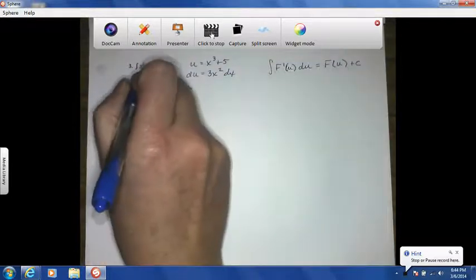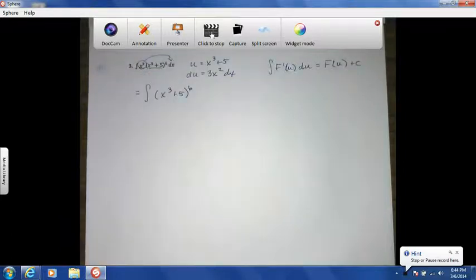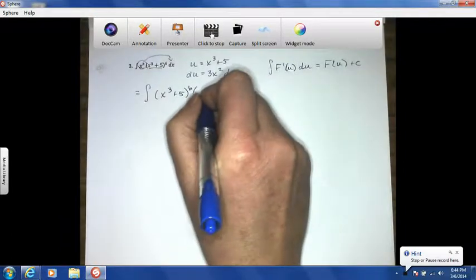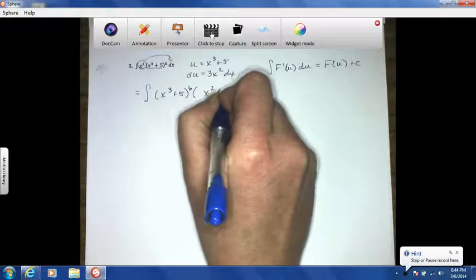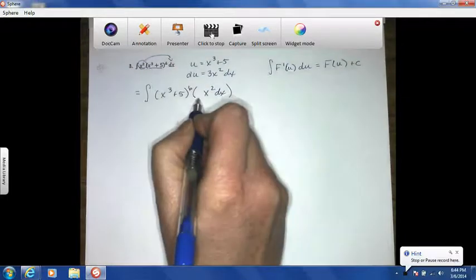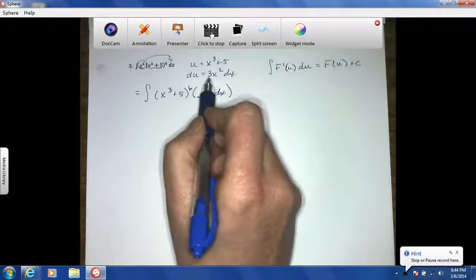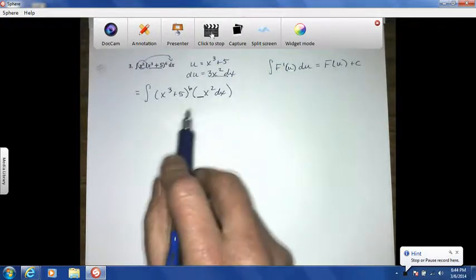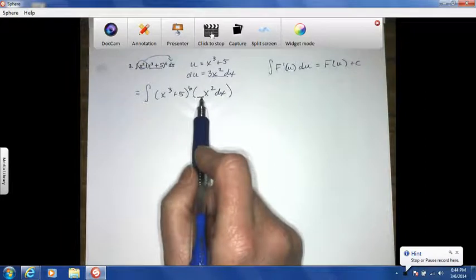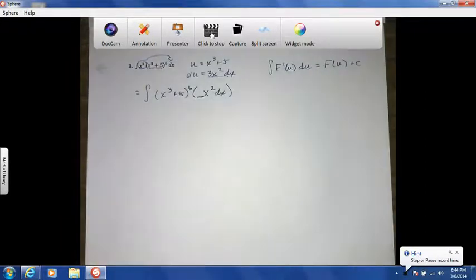I'm going to rearrange my x squared. I'm going to move it over here next to the dx. So we'll have x squared dx. But this time we are missing a piece. If you notice up here in the du, we're supposed to have 3x squared dx, and we don't have the 3. Now, that's a problem. However, it's easy to fix.